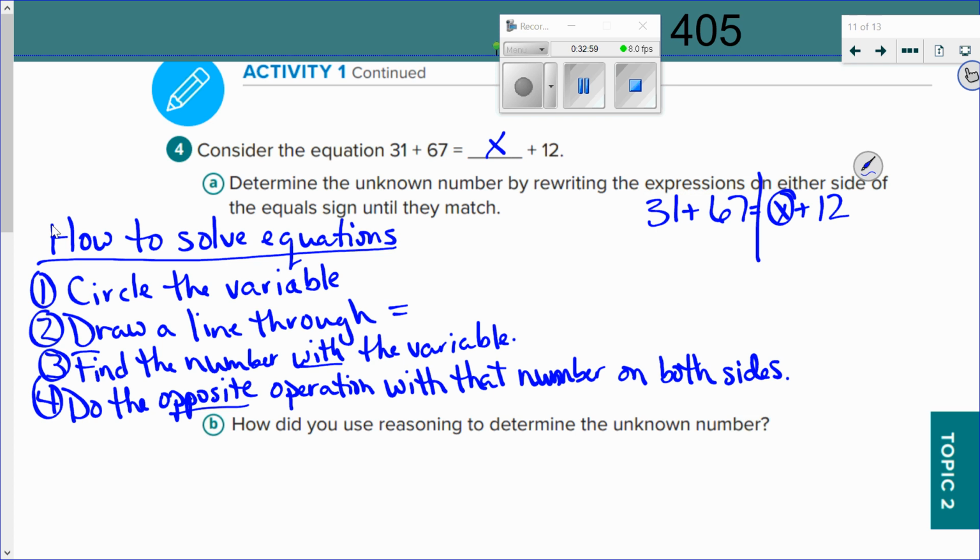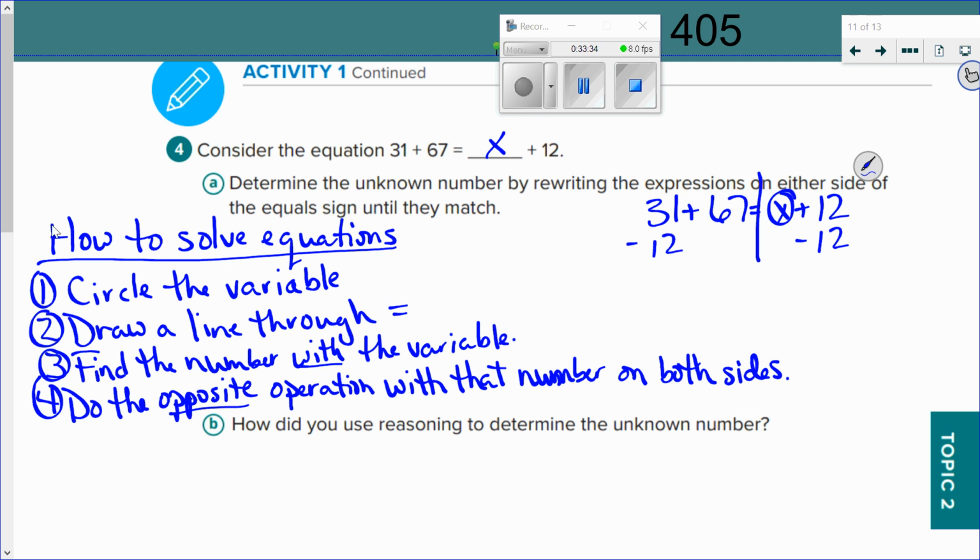And honestly, guys, this is why I started circling the variable. Initially, I just started with the line, but people weren't able to figure out what number was with the variable. But circling it made it easier because it draws your attention. So can everybody see what number is with the variable? 12. What operation is it? Addition. So here's the key. I need to do the opposite operation with that number. So what is the opposite of adding 12? Subtracting 12. But I need to do that to both sides of my equation.